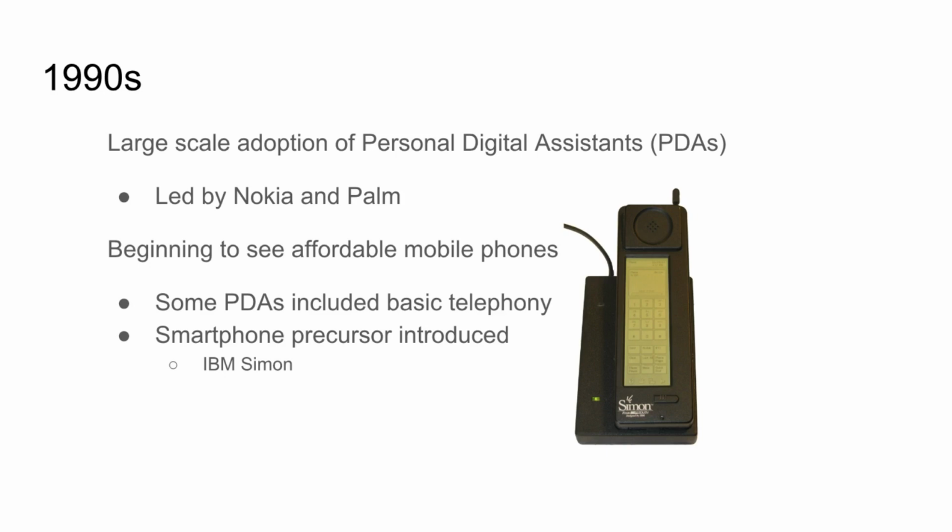And the first of these really is the IBM Simon. You can see it here, where it's not just that the device is converged, but it's a device that really does some advanced things, both with the telephony and with the personal digital assistant tools.